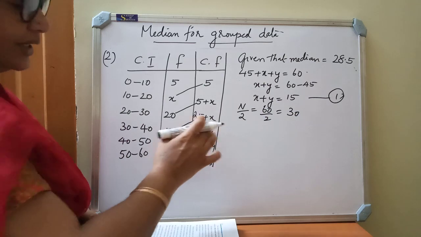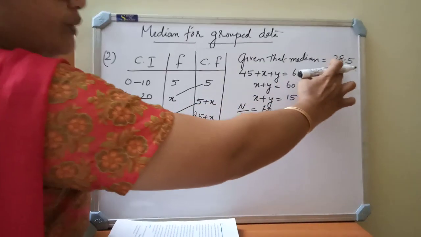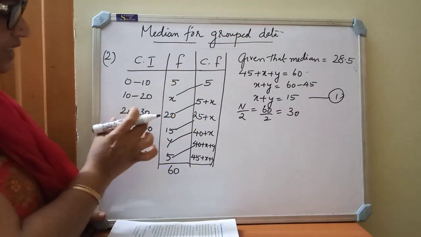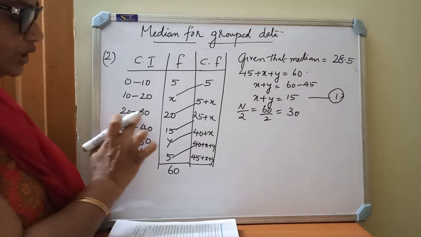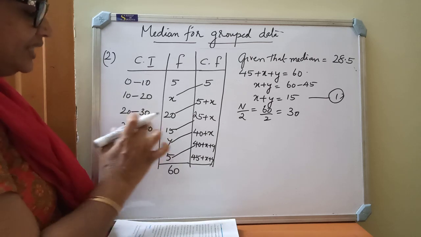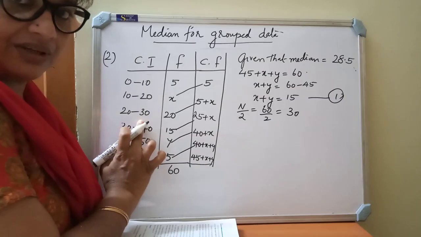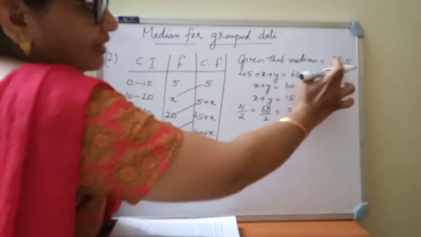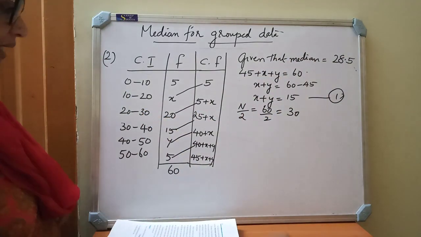Here, we are not considering this one because they are given the median value as 28.5. So 28.5, in which class will it come? 28.5 comes under the 20 to 30 class interval. Isn't it? So this class interval is our median class interval. Median class interval is what? 20 to 30, because they are given the median value as 28.5. So this is our median class.